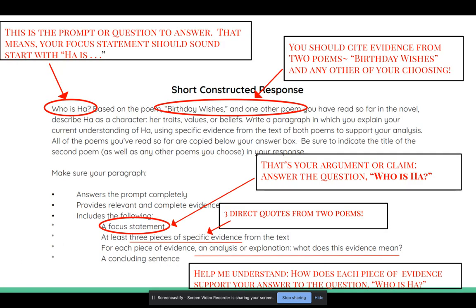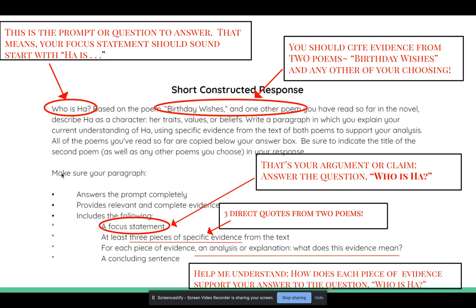All right, so some things that I would cite as important in this prompt. The first is the question you're answering or the claim that you're making is in response to this question: who is Ha? So this is the prompt or question to answer. That means your focus statement should sound or start with this: Ha is ... Another important thing for you to notice is that it asks you to cite evidence from at least 2 poems, so both Birthday Wishes and one other one of your choosing. So at least 2 poems you need to cite evidence from.